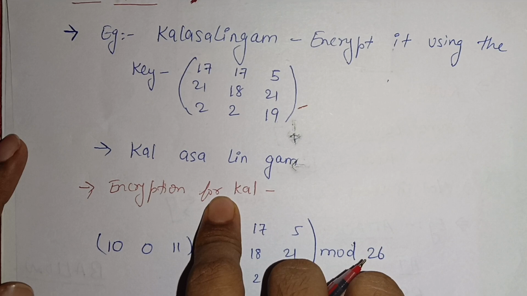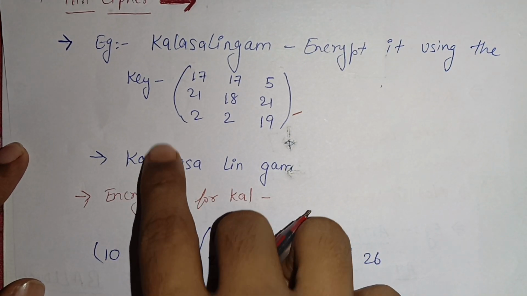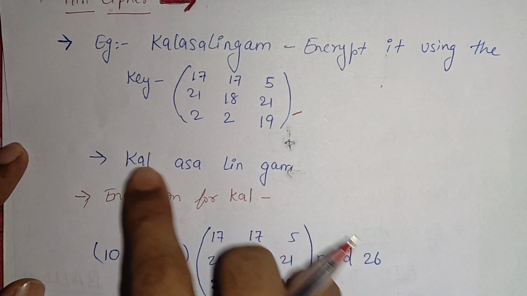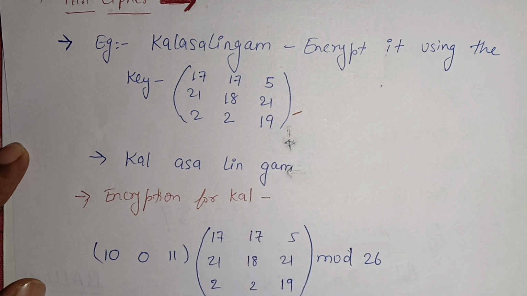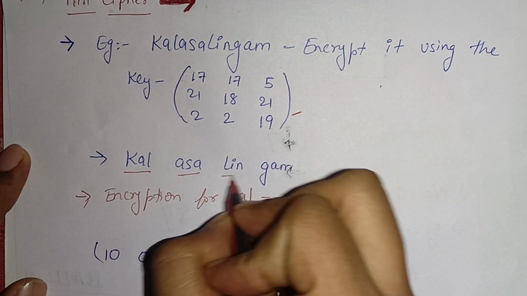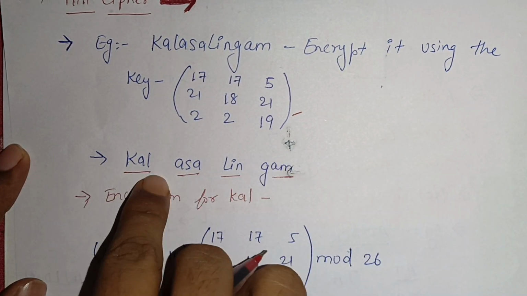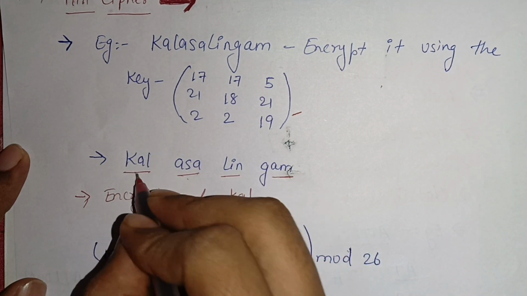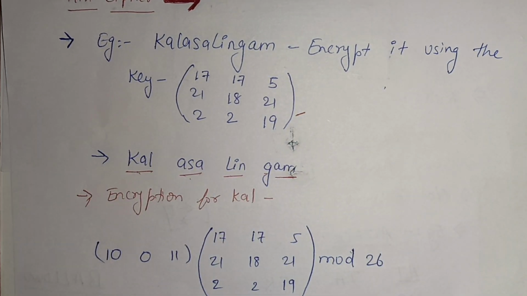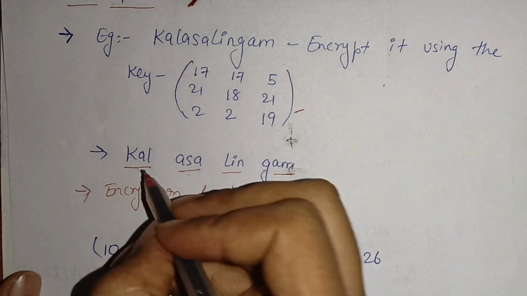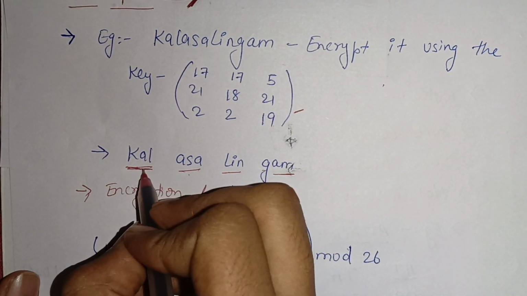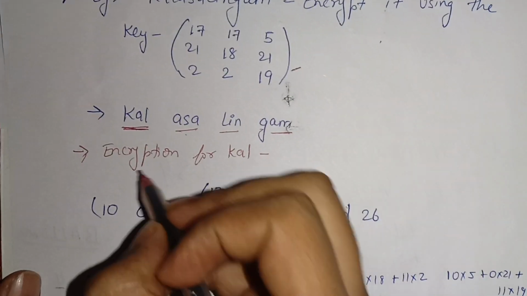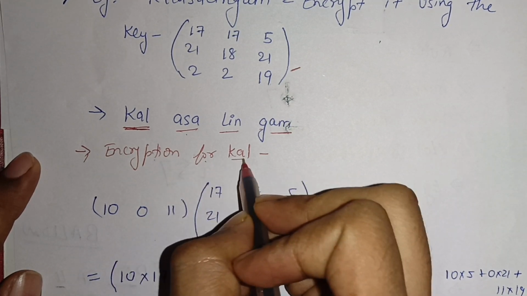Now we just need to separate it into pairs of 3. So KAL, ASA, LIN and GAM. We have separated it in terms of 3, and 4 pairs are there, with 3 letters in each pair. Now we need to go for the first pair of 3 letters. So we are encrypting this KAL.